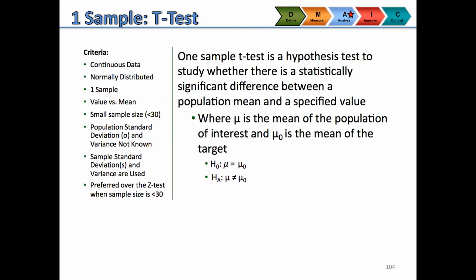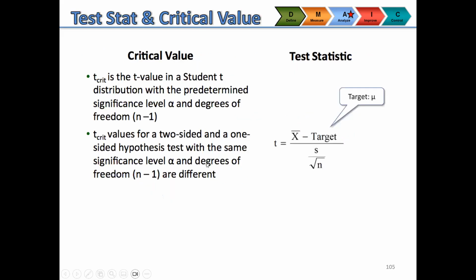And it's a hypothesis test to study whether there's a statistically significant difference between a population mean, and the population mean was, what, 22 minutes, I think it was, right, for shopping, and a specified value, which was the average of those 50 shoppers, which came in at 26 minutes. And there's the null and alternative hypothesis. And there's the formula that we used on that shopping one.